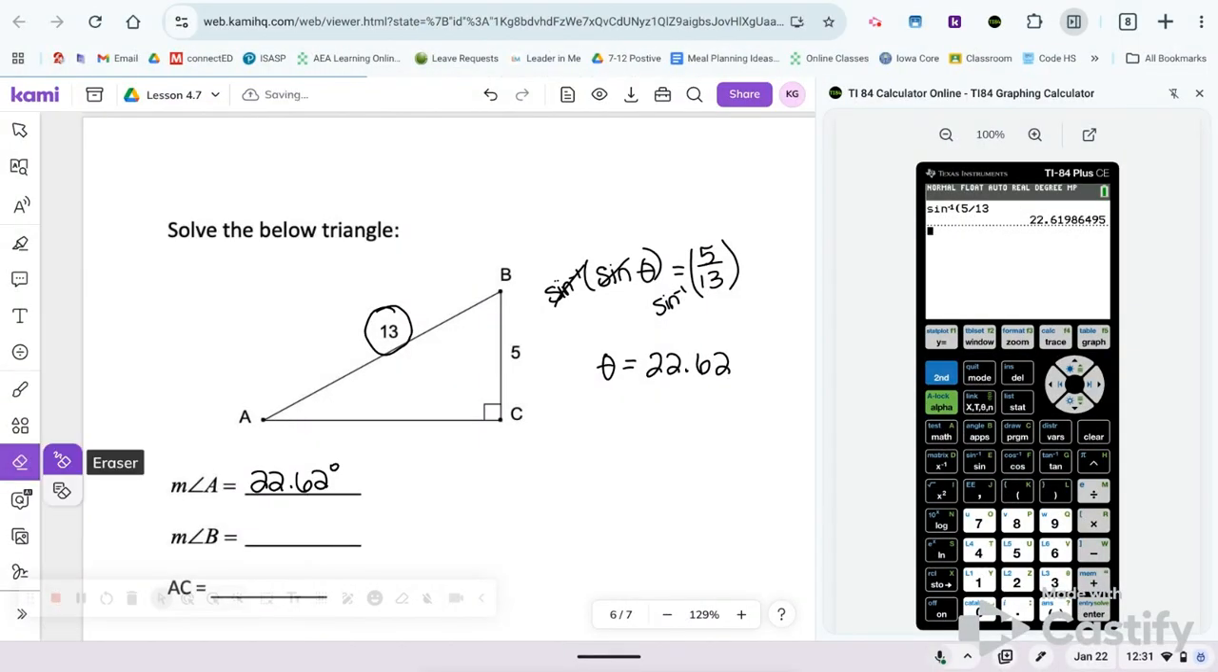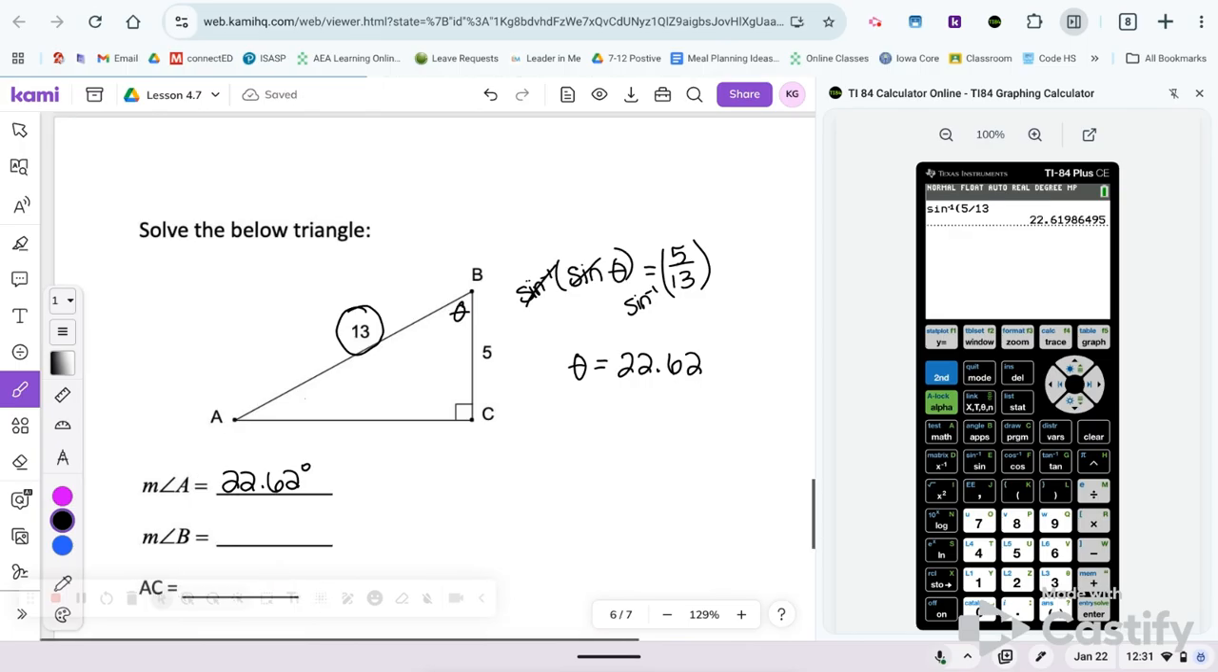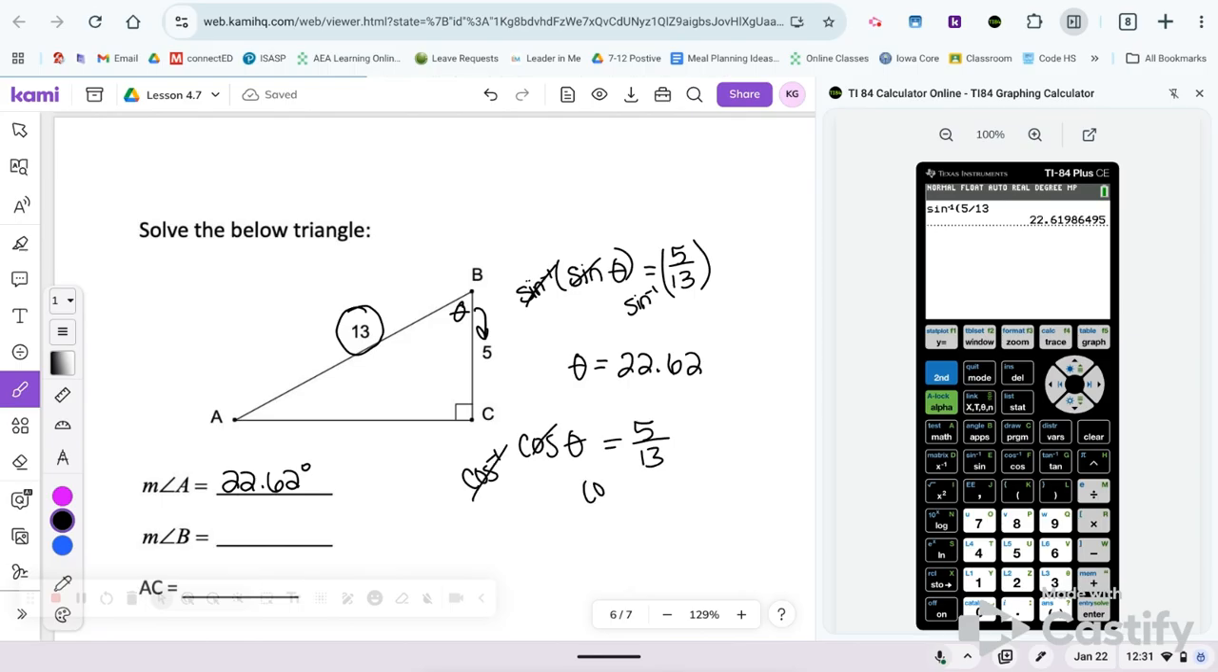Now I'm looking for angle B. If I move the theta here, now I'm doing cosine because the 5 is right next to the theta. So I'm going to do cosine of theta is 5 over 13. How do I get the cosine to go away on the left? I do the inverse. Whatever I do to one, I do to the other. 67.38 degrees.